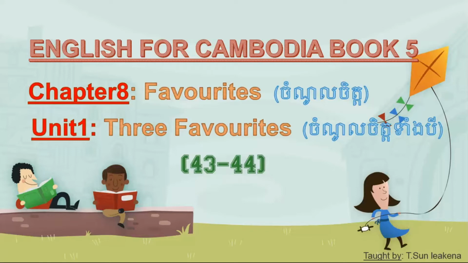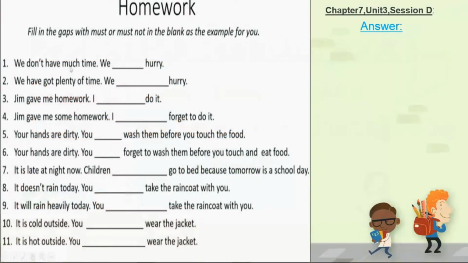So let's check your answer with me right now. So everyone, look at your homework again. This is your homework about must not, or we can say another, like mustn't, must not or mustn't. They want you to fill in the gap with must or mustn't in the blank as the example for you. He also gave you some example before you start doing homework, right? And now let's check your answer with me.